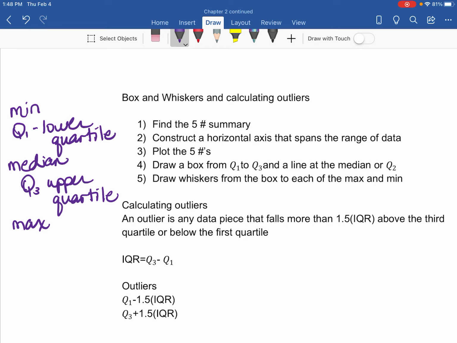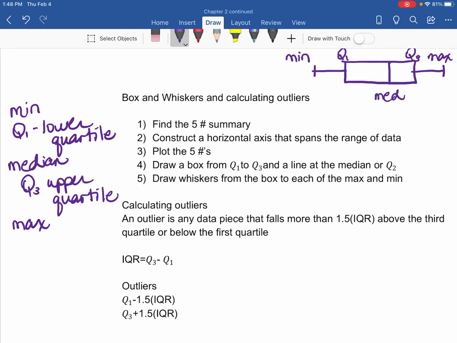So Q1, median, and Q3 help to create a box plot. So what you'll have, and you've probably seen these before, you'll have your min at one end, your max at the other. The median is the line inside the box, and the box is created by Q1 and Q3. And they're called quartiles for a reason, because it separates your data into quarters.